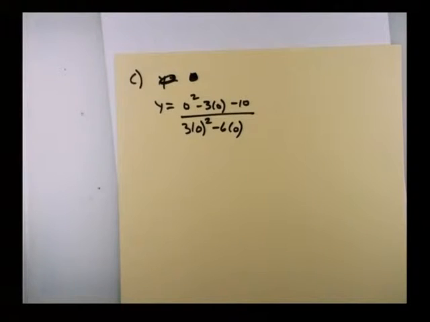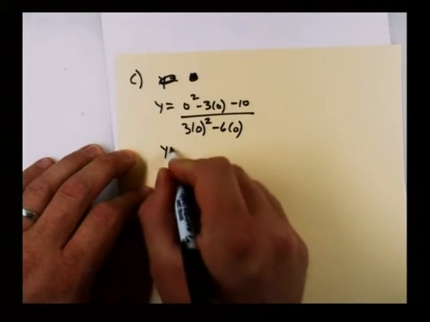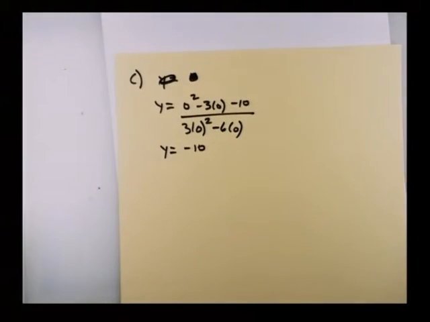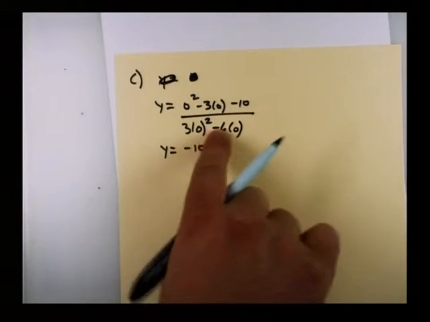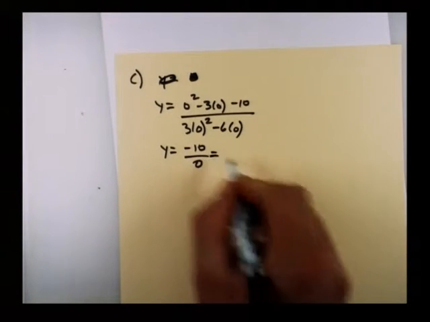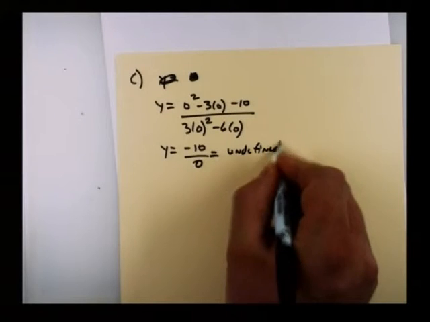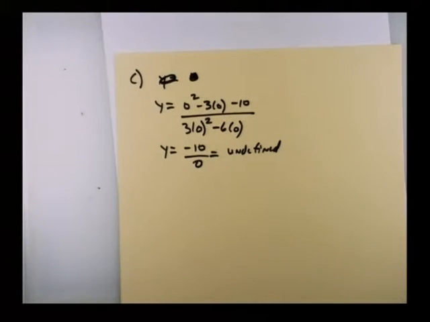Now, okay, I see the look on campus, but let's do the work here. Let's go through this. 0 squared is 0, minus 3 times 0 is 0, minus 10 gives you negative 10 on top. 3 times 0 gives you 0, 6 times 0 is 0, negative 10 over 0, which gives you an undefined, or no solution. Now, how could you have known that without having to do the work for this particular problem?